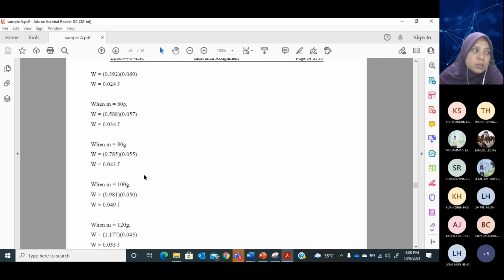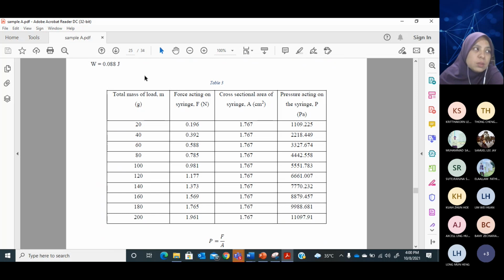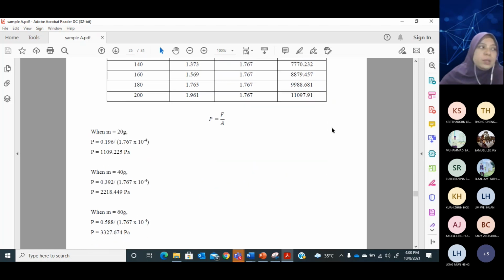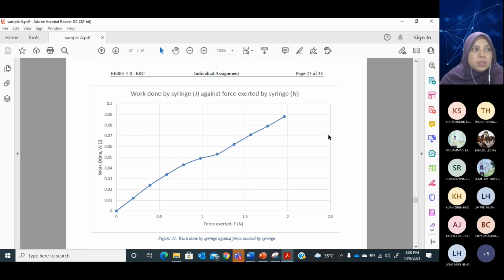And then calculation, all the calculation already included in the report. And then total mass, force acting on string, cross-sectional area, and pressure. Okay. After that, from the table, he can generate the graph. Graph can be made in Excel automatically, right? Who don't know? No or don't know? Okay, if don't know, never mind.